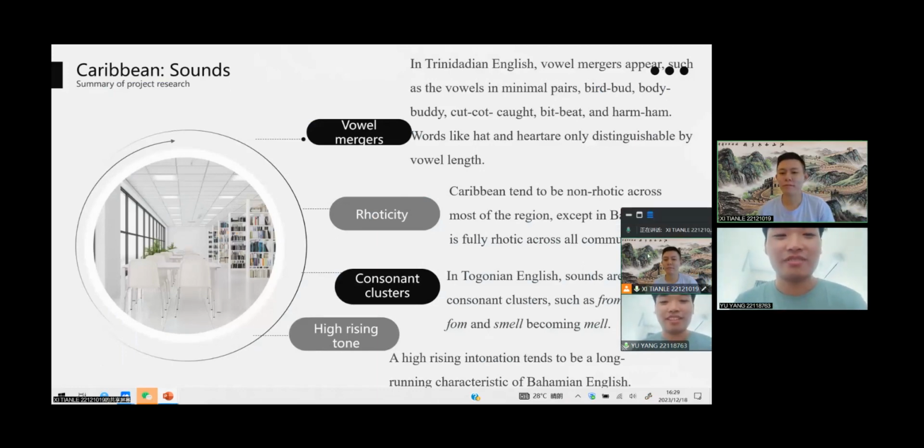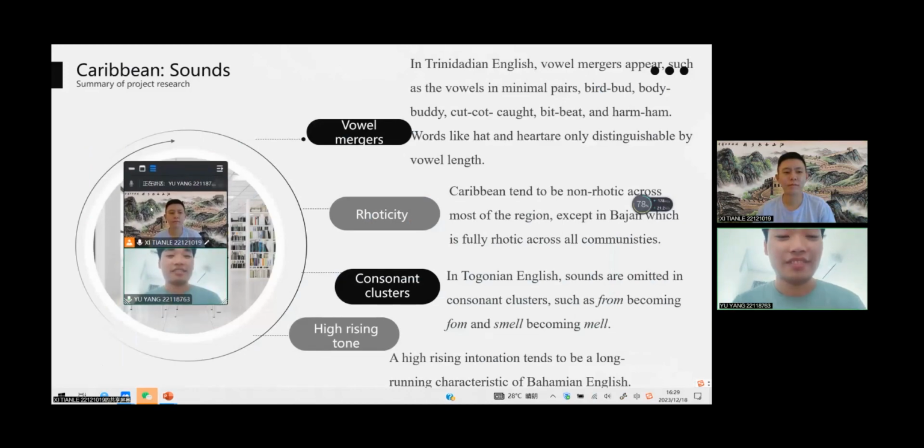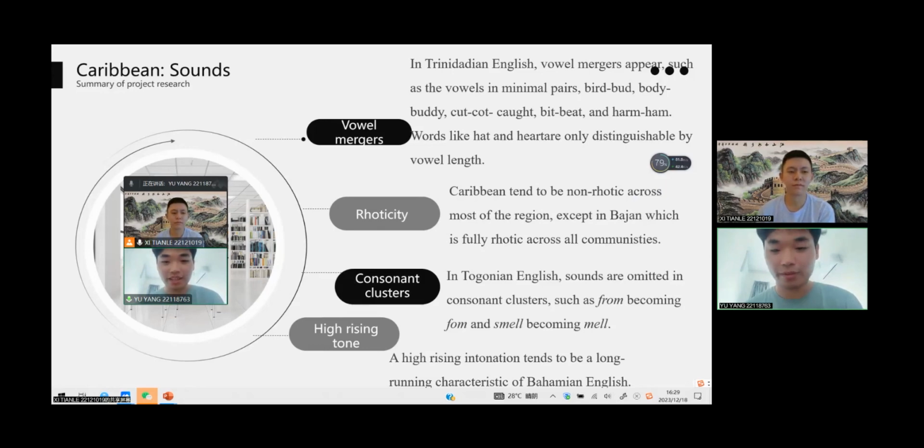About Caribbean English, its linguistic features lie in sounds like vowel mergers. They appear in vowels in minimal pairs, for example, bird, bud, body, cat, coat, baby, and so on. And rhoticity: it tends to be non-rhotic across most of the region, except in Bajan, which is fully rhotic.